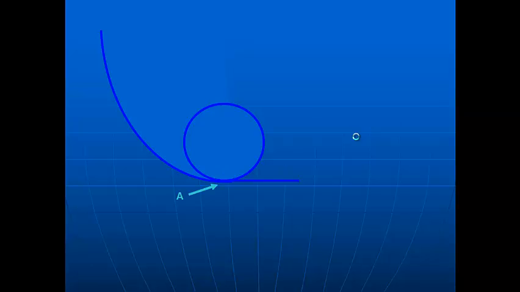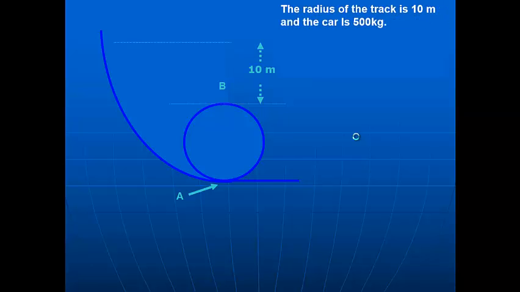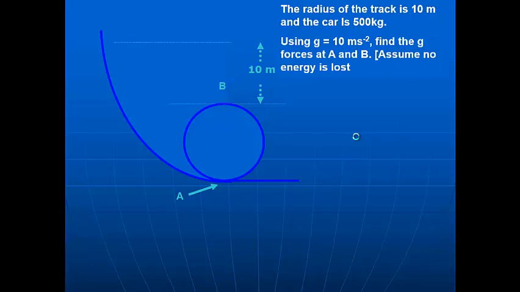So what's happening here? We have 2 points, A and B, which are a certain distance apart, 10 meters at the top, and the radius of the track is also 10 meters. I'm giving a car of mass 500 kilos. We're also just going to use g as 10 meters per second squared so that we can find the g forces at A and B. So really this is trying to find the resultant force, assuming that there is no energy loss. The first thing we have to do is figure out what the velocity is.